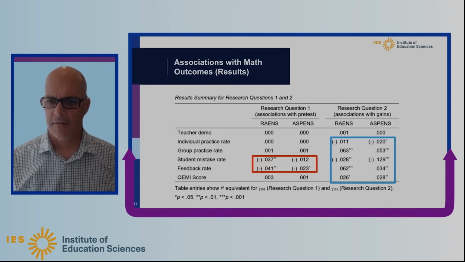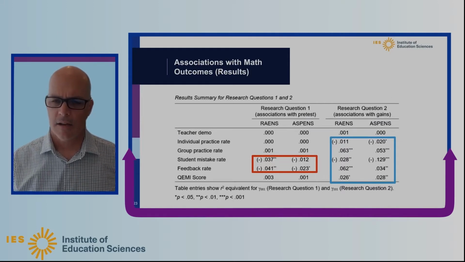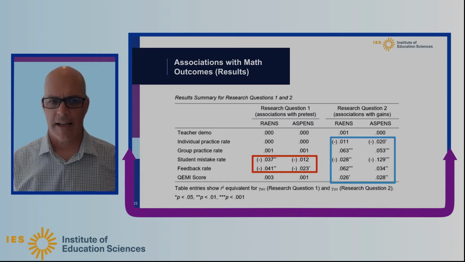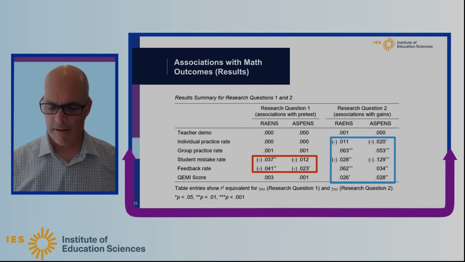Interestingly, we found for the ASPENS that groups that received higher rates of individual practice had a negative effect on gains, which was very interesting and kind of contrary to some of our previous results in other efficacy trials. We can discuss more of that at the meeting as well.